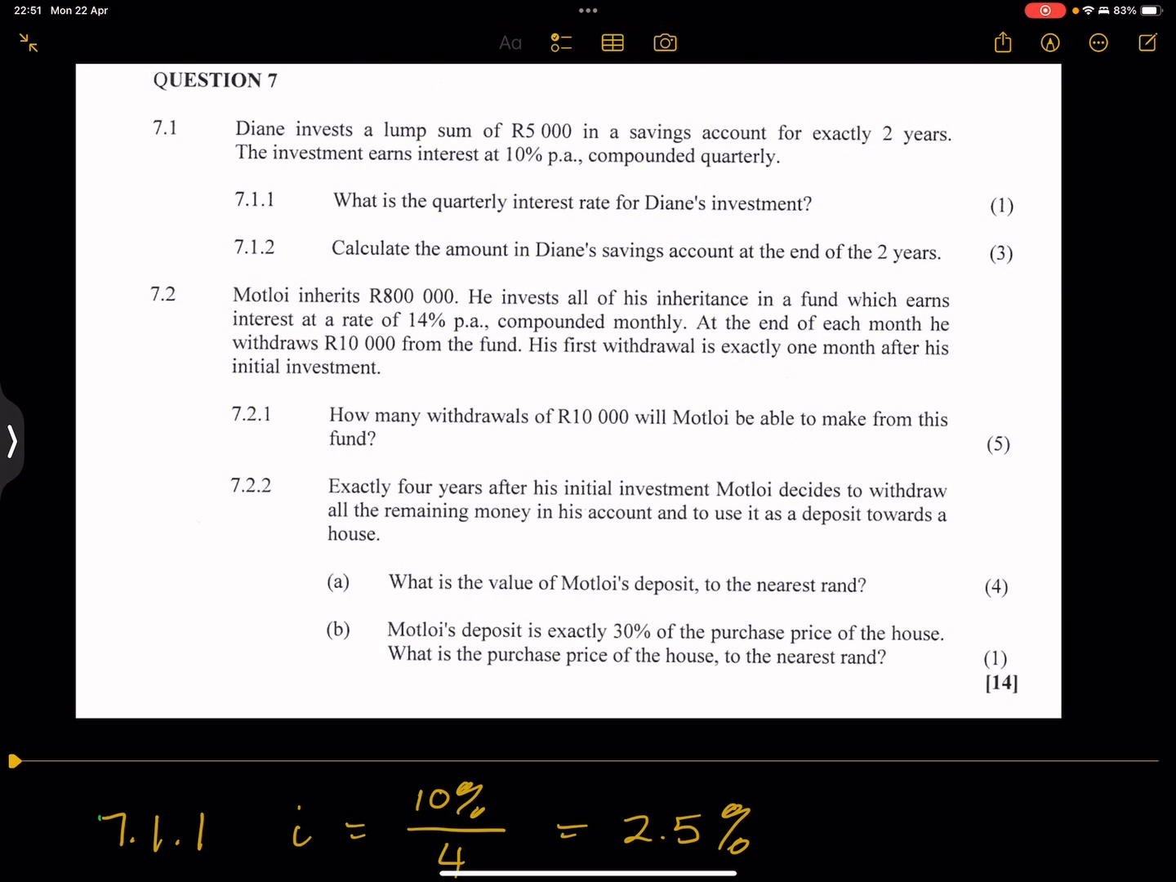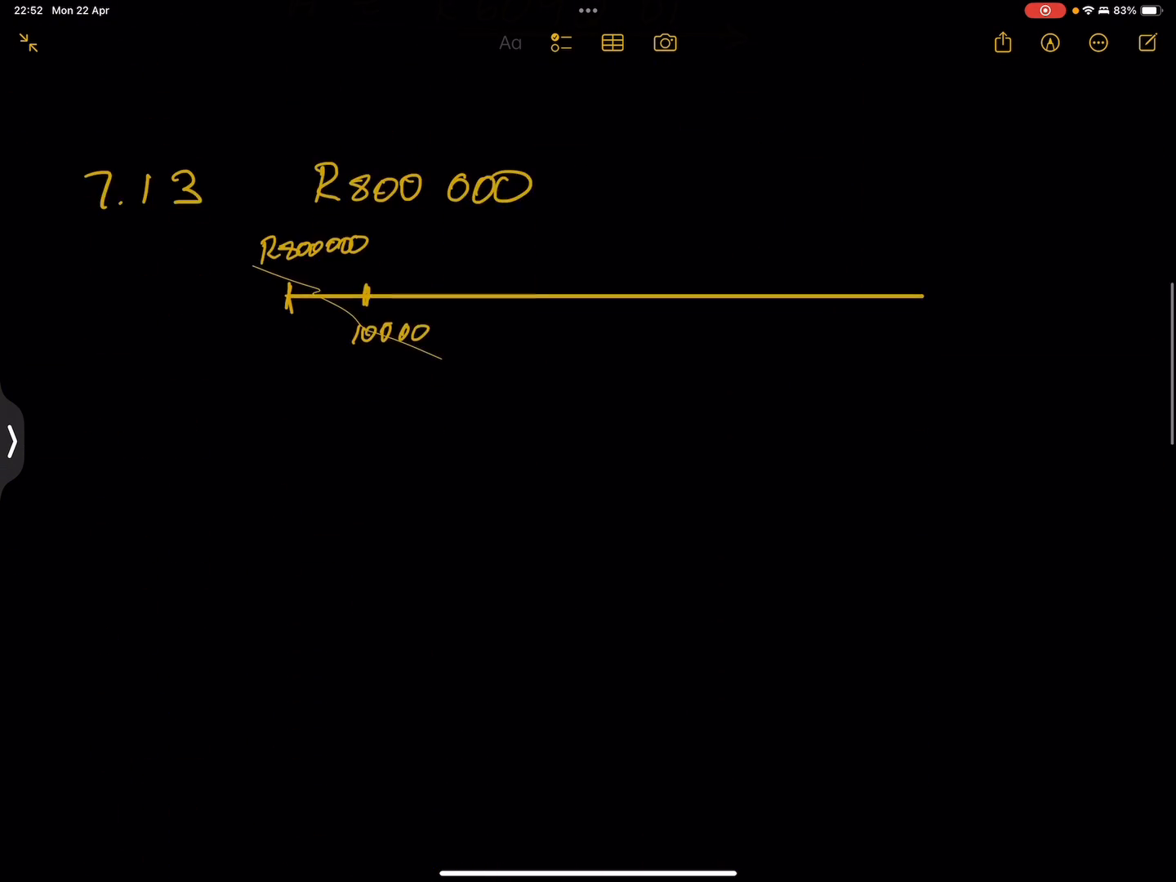Now remember, he makes those withdrawals on a monthly basis, right? So now there's actually 2 ways in which we can do this. I'm going to tell you the second one. So we can actually use our present value formula, right? And say, look, we know that the present value would be 800,000, and we are withdrawing an amount of 10,000 rands, and we want to know how many 10,000 rands can we actually withdraw, right?